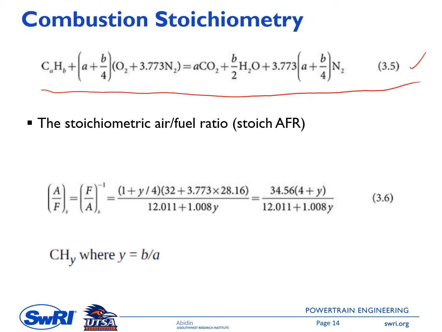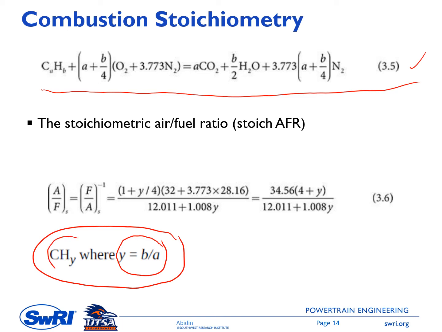We modified the combustion formula for the fuel. In this case, we use CHy, and y equals b over a. Okay, and then you can do the same thing, modifying equation 3.5 by using CHy.